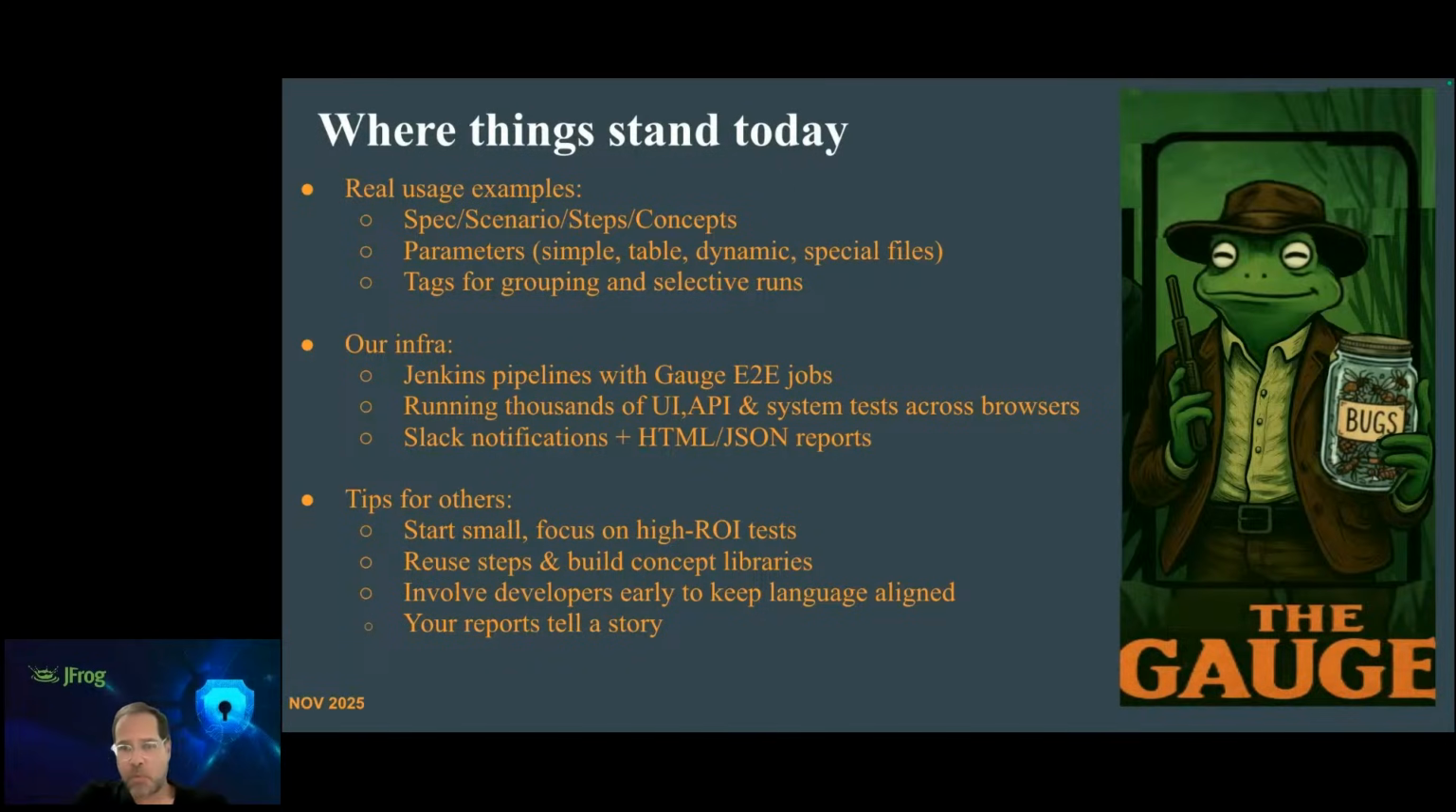Yeah, Gauge works best when the language in your specs matches the code. If testers say restart and devs say redeploy, that's not a bug. I think it's more than a vocabulary issue.